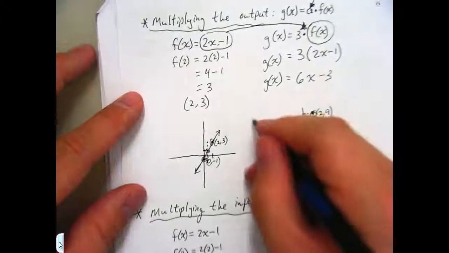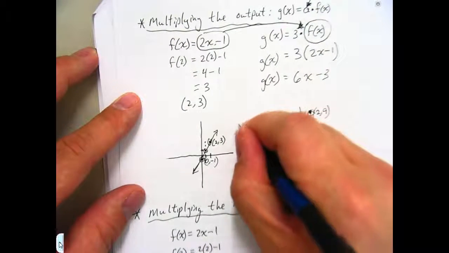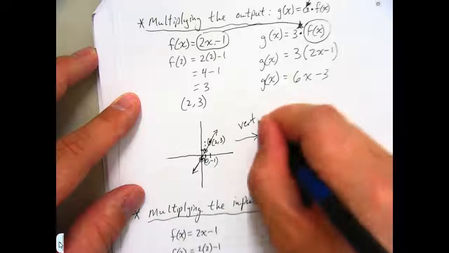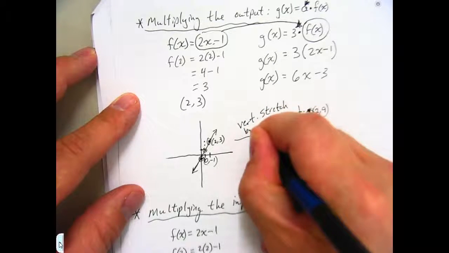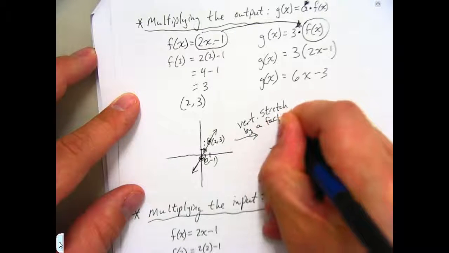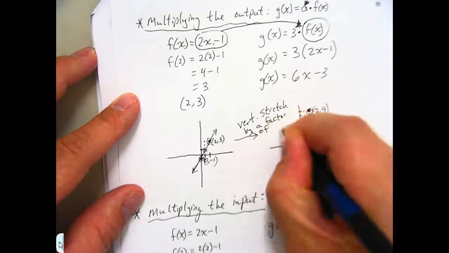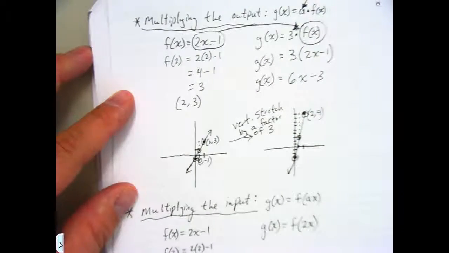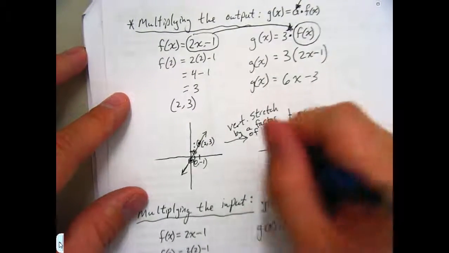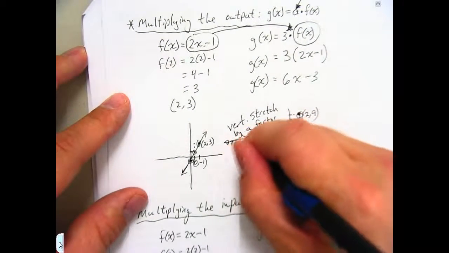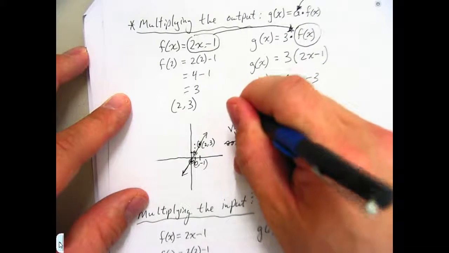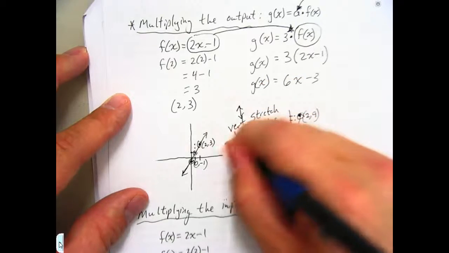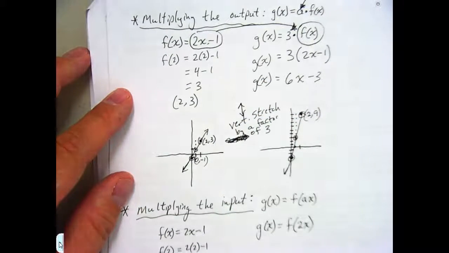Remember, up here we did a vertical stretch. So this was a vertical stretch by a factor of 3 up here. Okay. So don't let that arrow confuse you. Vertically, you're actually stretching this way, up and down, right? Okay. Vertical stretch by a factor of 3.